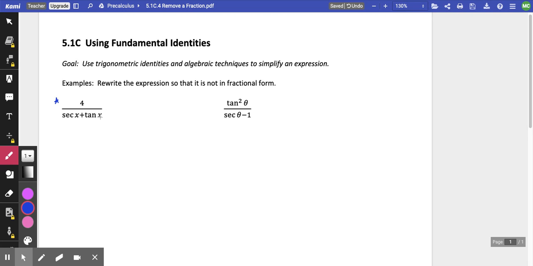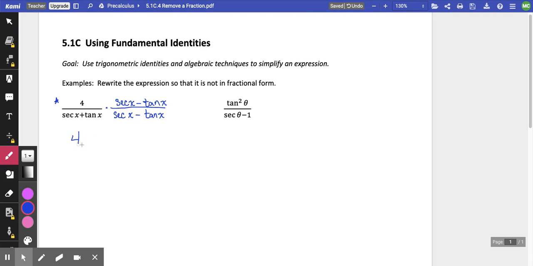The way I would do this is I'm going to multiply both the top and the bottom of this fraction by the conjugate of the denominator. So that conjugate would be secant of x minus tangent of x. And of course, I'm doing that because I know when I multiply by a conjugate, really nice things tend to happen. So I'm going to start with that.